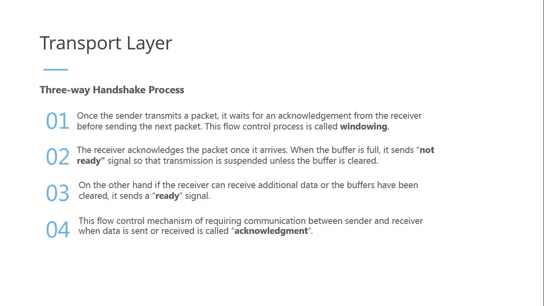So let's say we have two computers, and the host or the source computer is sending data to the destination computer. Once the sender transmits a single packet, before it sends the second packet, it will wait for an acknowledgement from the receiver. This flow control process is called windowing. Now, as the receiver, once I receive a packet, I have to answer either not ready or ready.